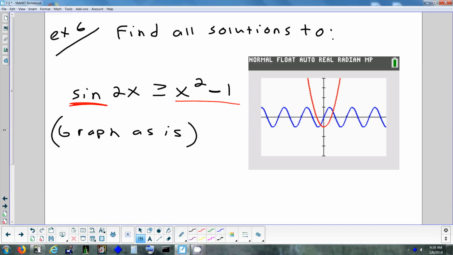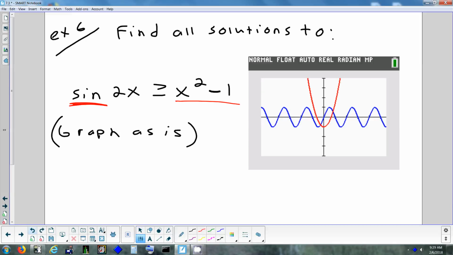Okay, so are there multiple sections where the sine wave is above the parabola, or just one section? What do you think, Gracie? There's just one. The parabola doesn't repeat over and over. Okay, you're not going to get another copy of the parabola here and another one here. There's only one copy of the parabola.